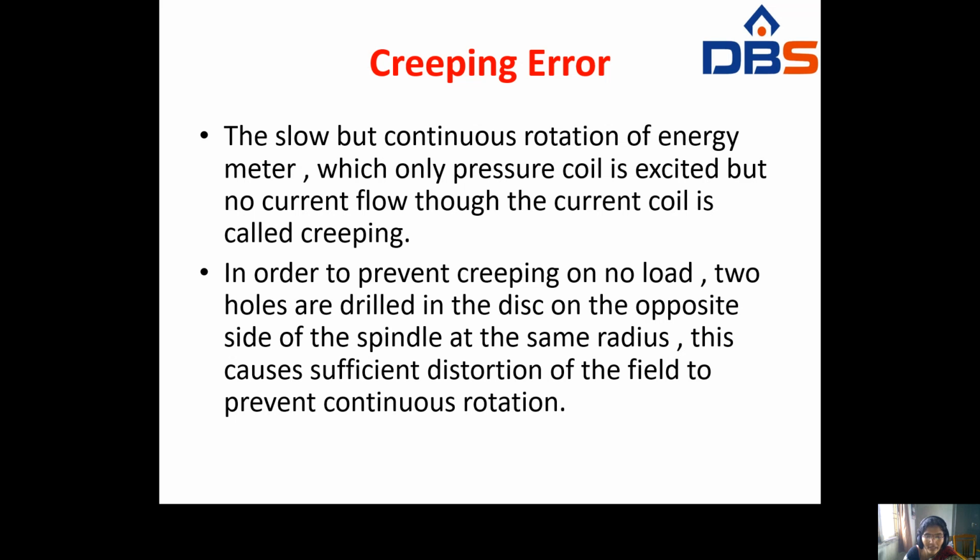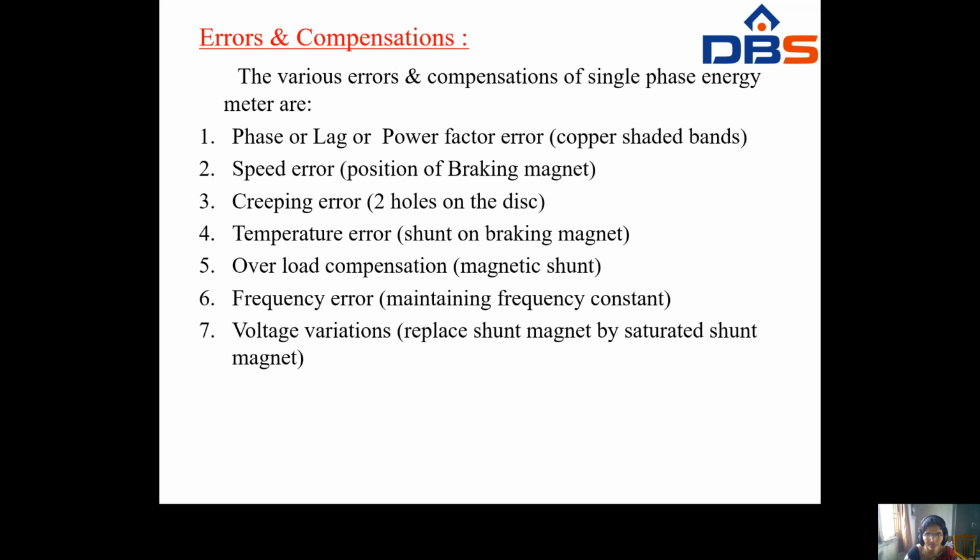In order to prevent creeping on no load, two holes are drilled in the disc. To avoid the creeping error, two holes are drilled on the disc on opposite sides of the spindle at the same radius. This causes sufficient distortion of the field to prevent the continuous rotation. Whenever you prevent the continuous rotation, the creeping error will also be reduced.